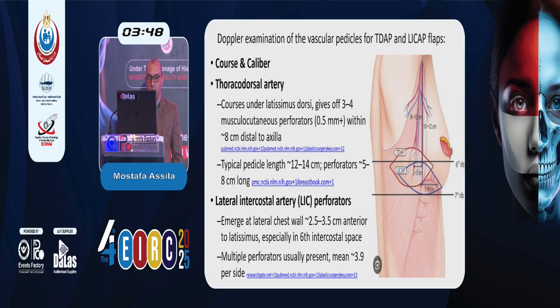As you see, the thoracodorsal artery courses under the latissimus dorsi and gives off 3 to 4 musculocutaneous perforators, 0.5 millimeters or more, within about 8 centimeters distal to the axilla. Typical pedicle length is 12 to 14 centimeters, perforators 5 to 8 centimeters in length. Lateral intercostal artery perforators emerge on the lateral chest wall 2.5 to 3.5 centimeters anterior to the latissimus dorsi, especially in the 6th intercostal space. Multiple perforators are usually present.